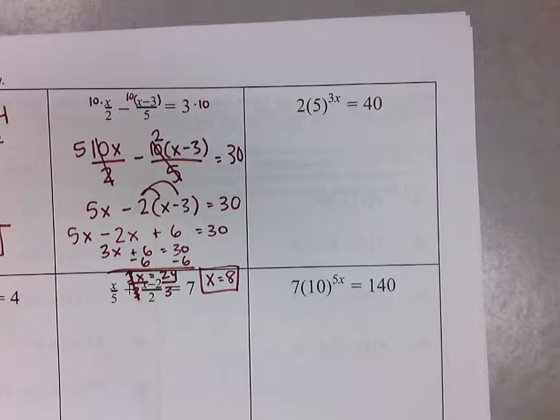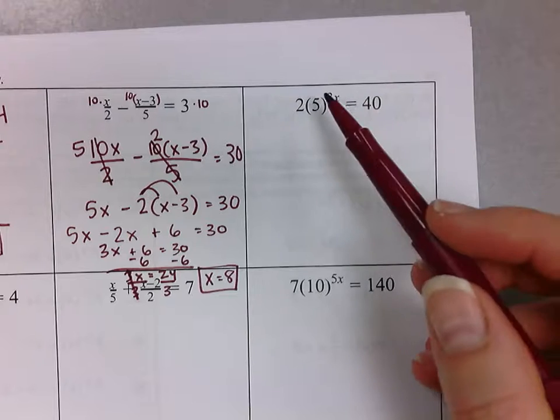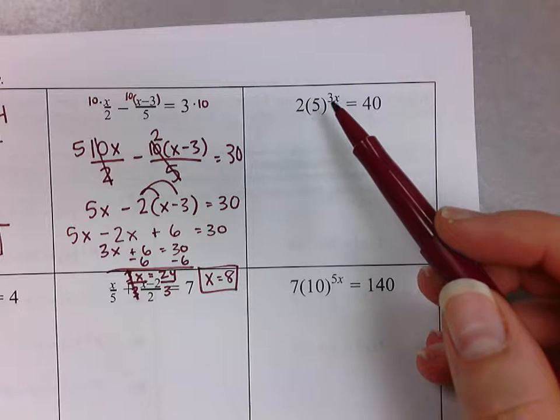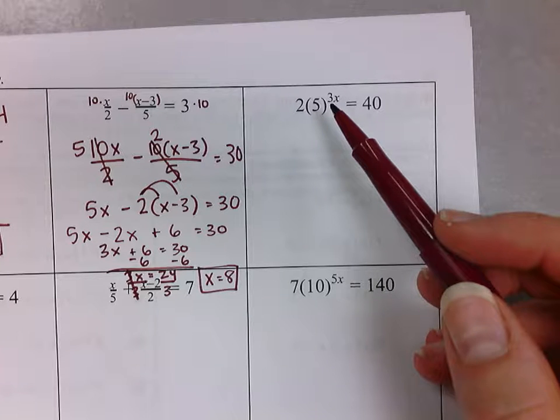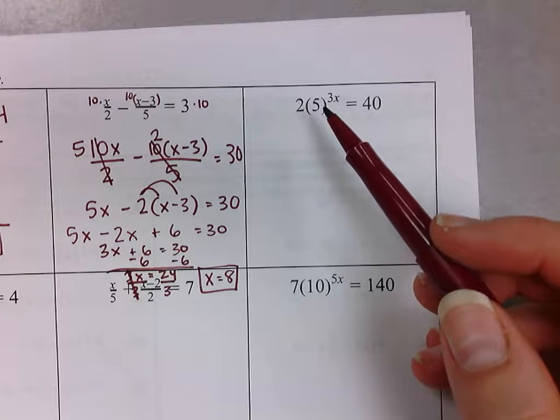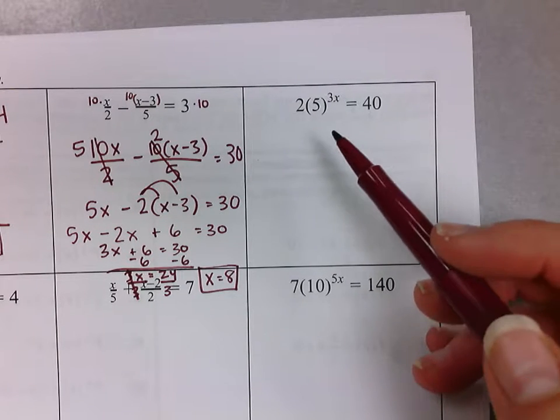All right, the last type of equation we're going to practice solving is exponential. You can see here my variable, my x, is in the exponent. That's what makes this exponential. So I know I'm going to have to use the inverse of an exponential to solve. The inverse of an exponential is a logarithm. So I know I'm going to be using logs.